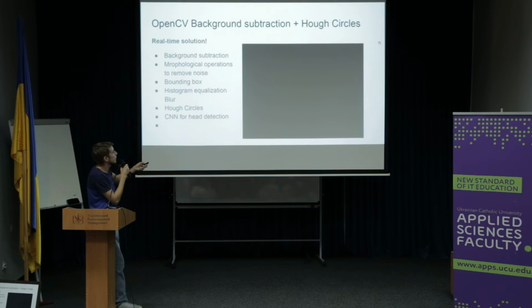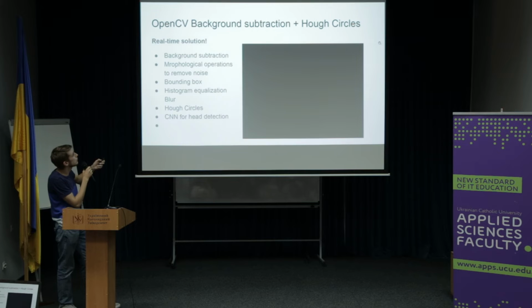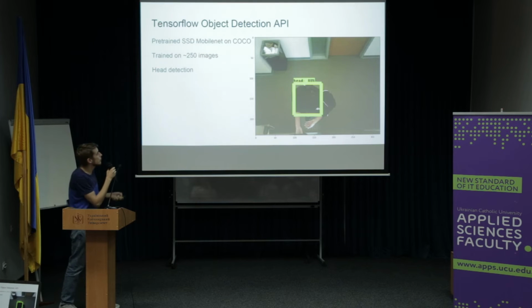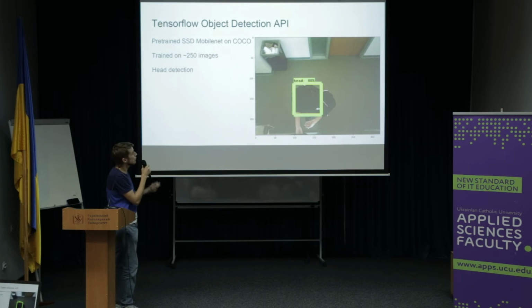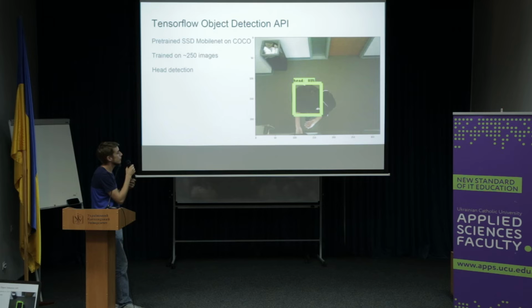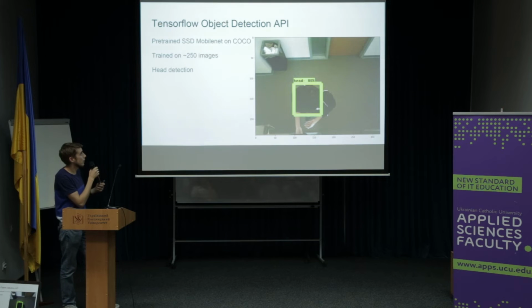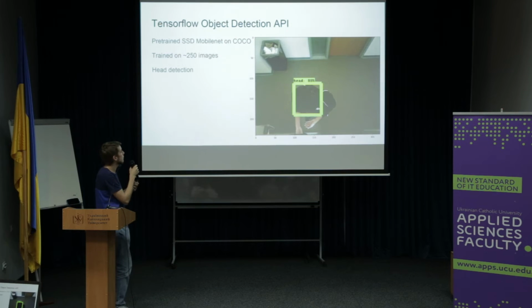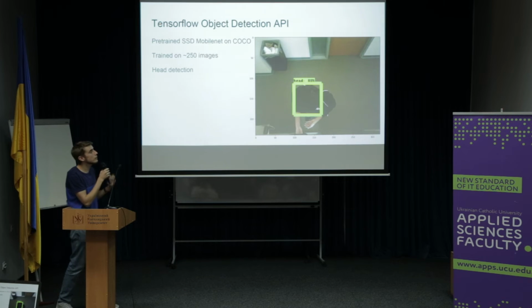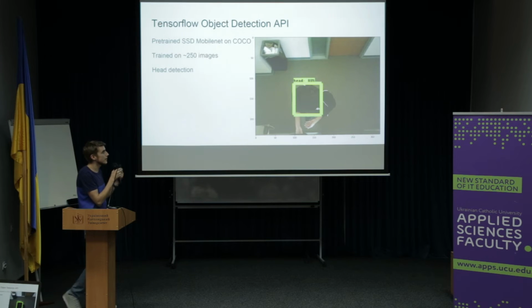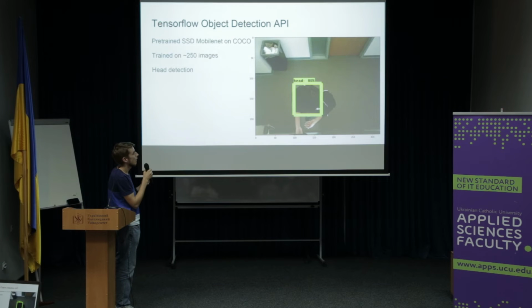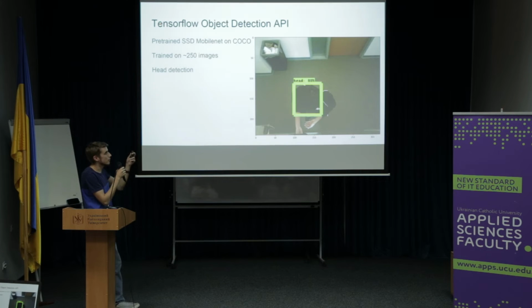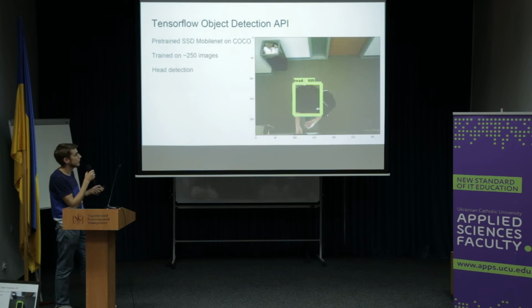So here is the technical summary of the approach we took. Another approach we took was using the TensorFlow Object Detection API. We used a pre-trained SSD MobileNet model. We prepared a data set of 250 images, and this gave us relatively good quality of detecting heads of people, from 60 to 80–90% detection quality.